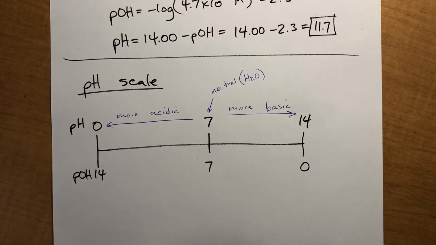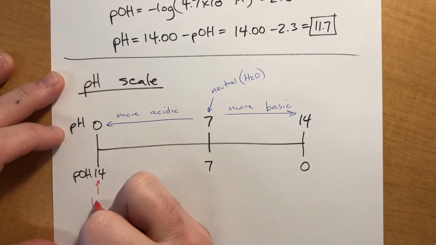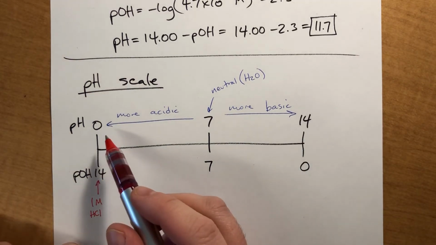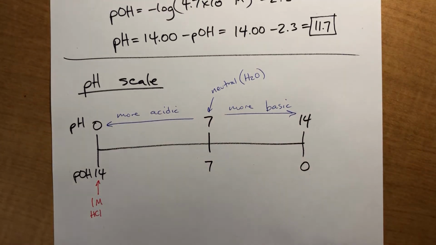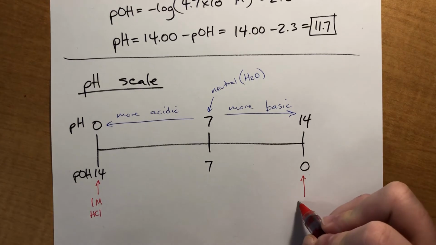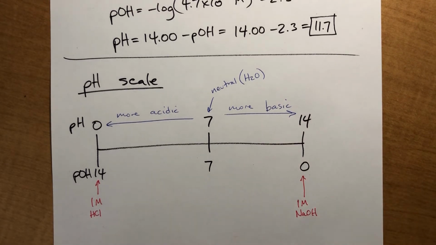Okay. So just to keep things in perspective, it turns out that if you have a 1 molar HCl solution, or any strong acid, that's going to have a pH of 0, because the negative log of 1 turns out to be 0. Okay. A pH of 14 is a 1 molar NaOH solution, so a strong base, KOH, NaOH, whatever.